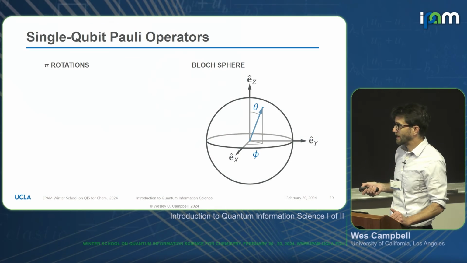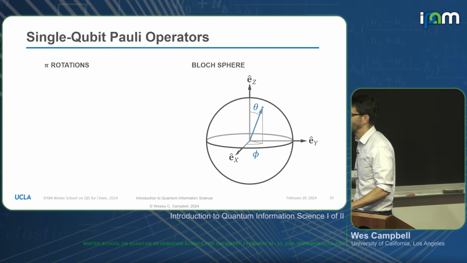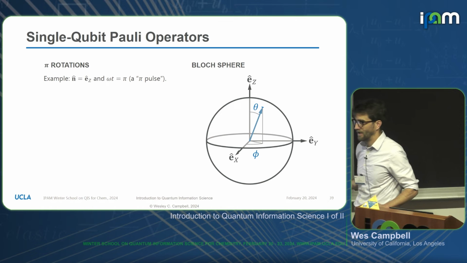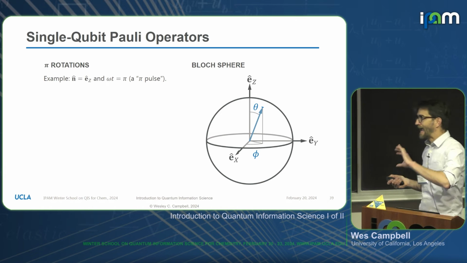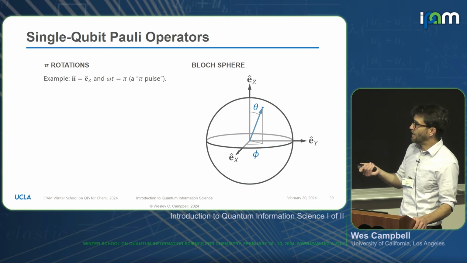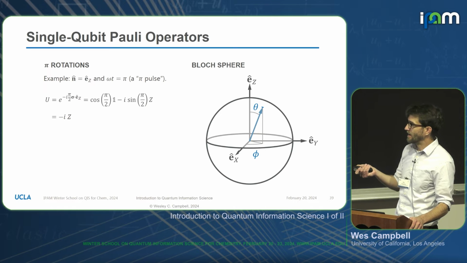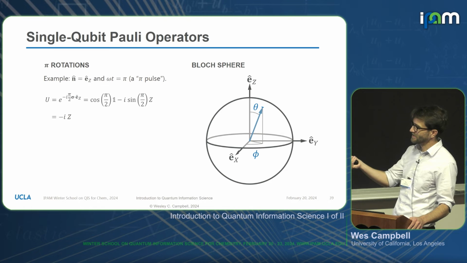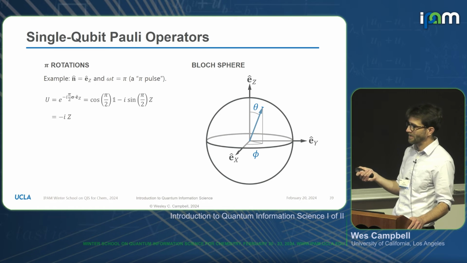Okay, so we're getting into more and more quantum computing language here. Let's talk about some operations that you might use in a quantum computation, pi rotations. If I rotate through an angle pi about the z-axis, any rotation through an angle pi is called a pi pulse in this language. This comes from kind of NMR.